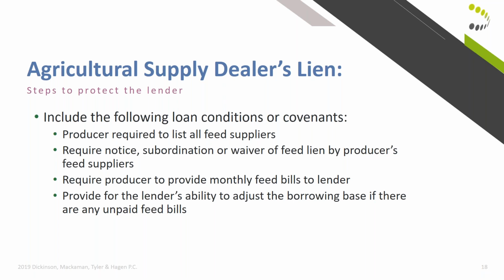And that would be, you could require that a producer list all their feed suppliers, require notice, subordination, or waiver of feed lien by producers' feed suppliers, require producer to provide monthly feed bills to the lender, or provide for the lender's ability to adjust the borrowing base if there are any unpaid feed bills. That comes up as a result of that Oyens case that Brad discussed earlier.